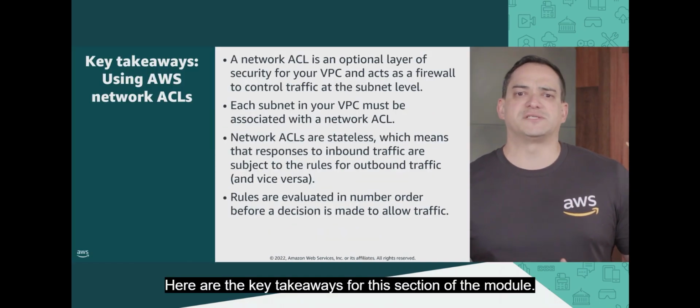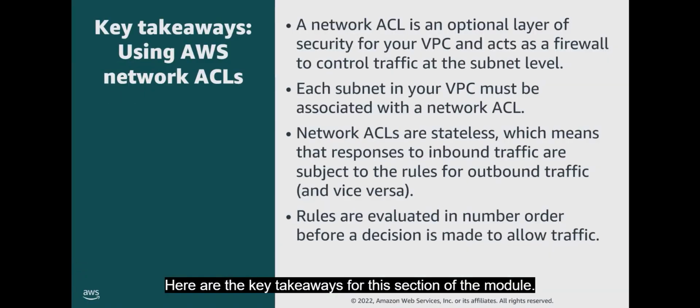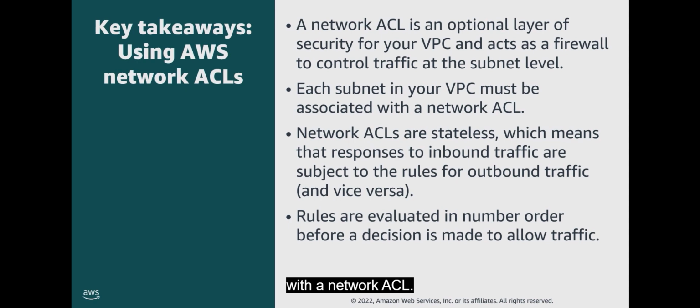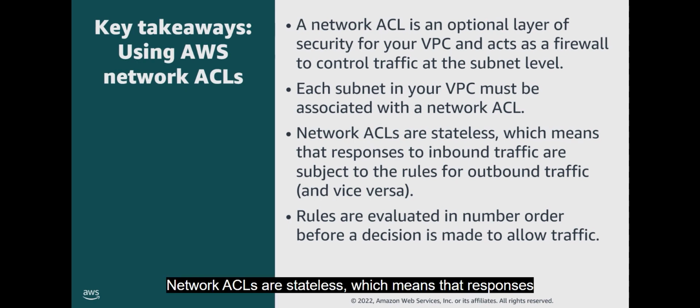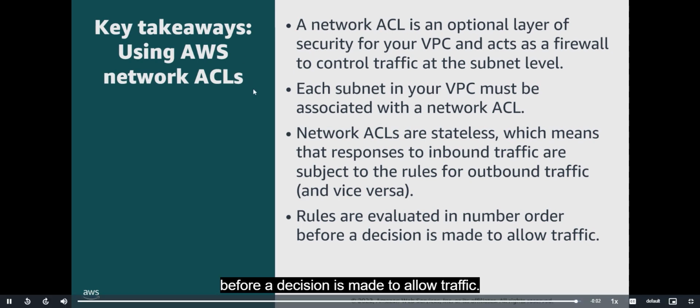Here are the key takeaways for this section of the module. A network ACL is an optional layer of security for your VPC and acts as a firewall to control traffic at the subnet level. Each subnet in your VPC must be associated with a network ACL. Network ACLs are stateless, which means that responses to inbound traffic are subject to the rules for outbound traffic and vice versa. And finally, rules are evaluated in number order before a decision is made to allow traffic.